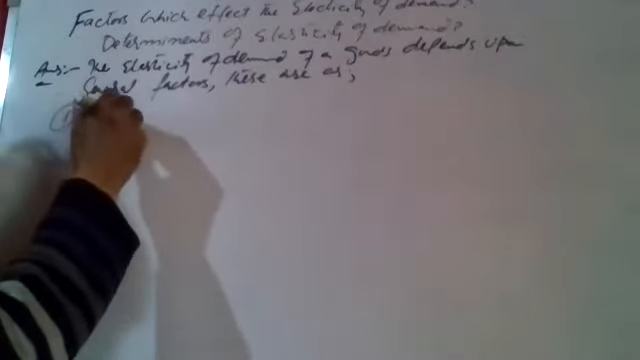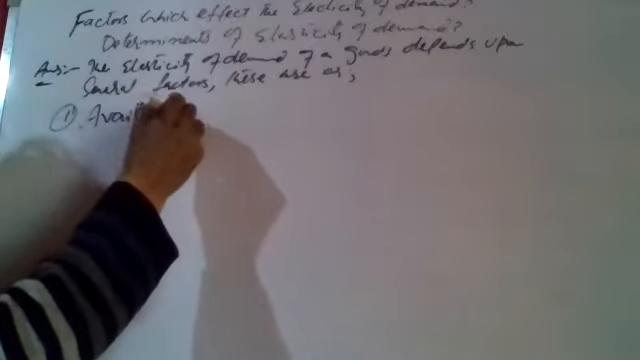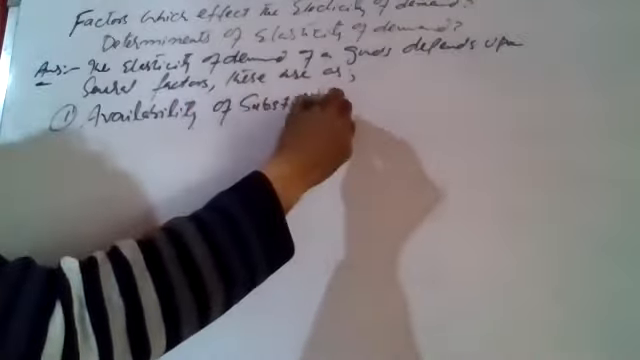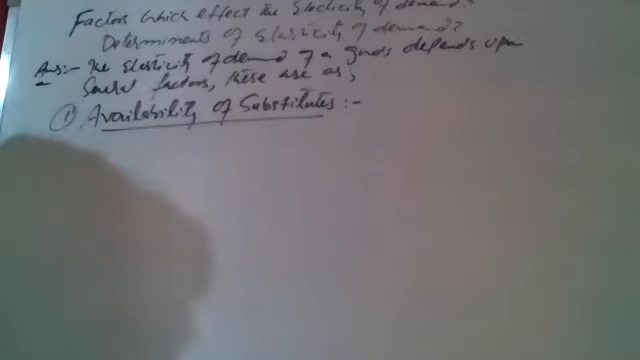Number first is availability of substitutes. Depends upon several factors. These are as under. Number first factor is availability of substitutes. अगर किसी चीज के substitutes ज्यादा available है market, if a good has high number of substitutes available in the market, or whose substitutes are easily available in the market, the elasticity of demand for such products is high.